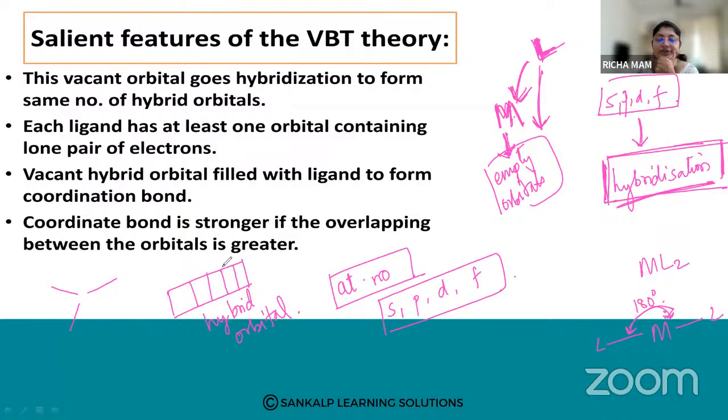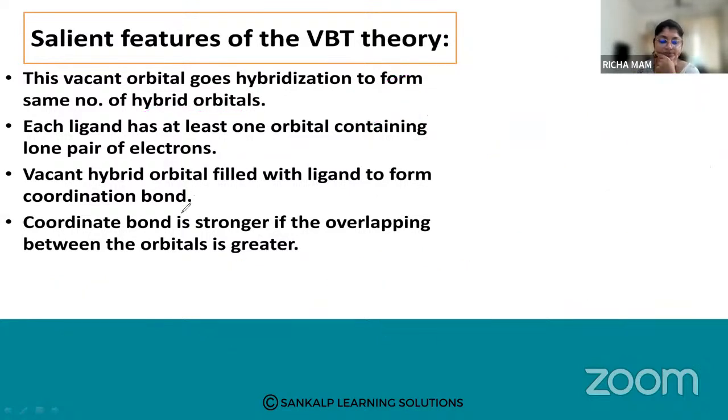So what are the different geometries or arrangements? It can have a tetrahedral arrangement, a square planar arrangement, or an octahedral arrangement. Arrangements like these are possible. Depending upon the vacant orbitals, they will form a number of hybrid orbitals, and these hybrid orbitals will have proper orientation and give you different geometrical arrangements.